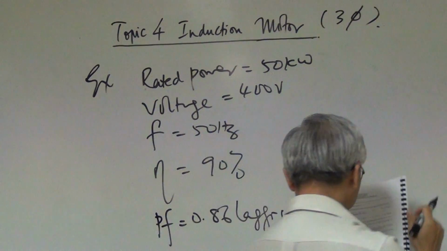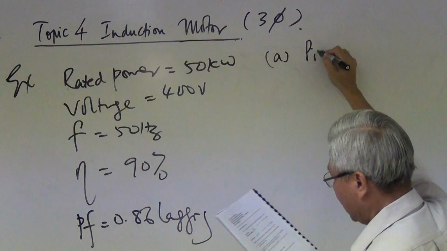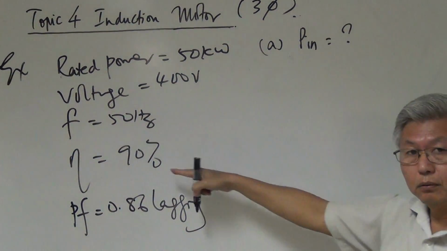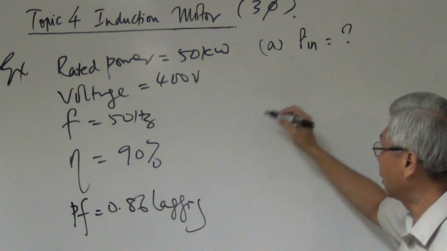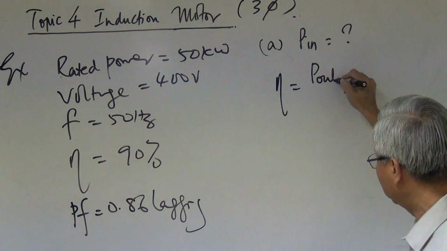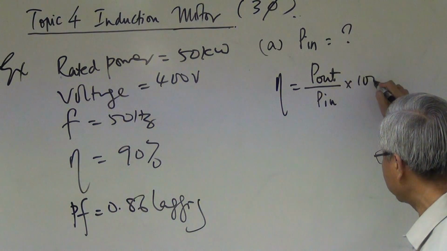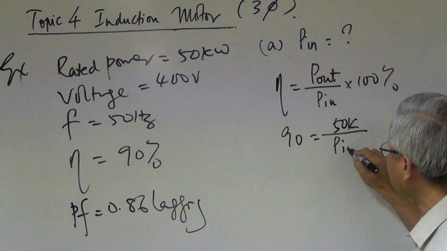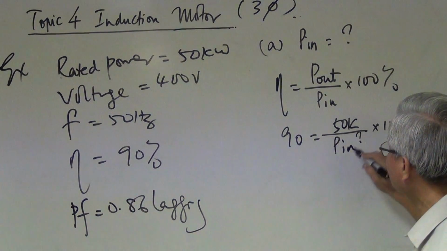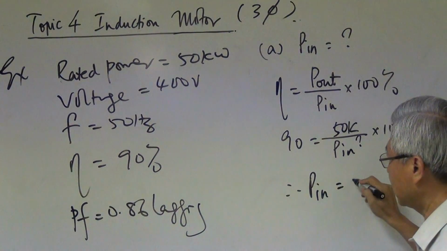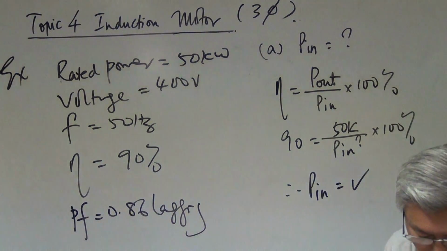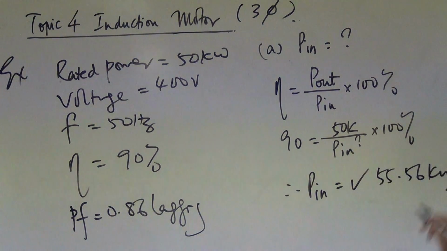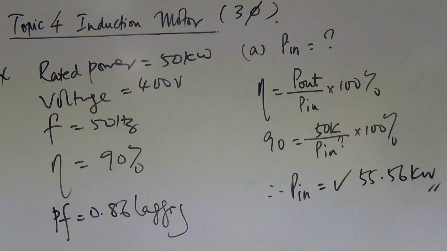From the information, part A: find the input power. Again, I make use of the efficiency information. Efficiency is output divided by input times 100%, right? So I have 90 and the output power is 50 kilowatt, input power is unknown, times 100%. So therefore, the input power can be calculated. And the answer is 55.56 kilowatt. Got it? Alright, part B.